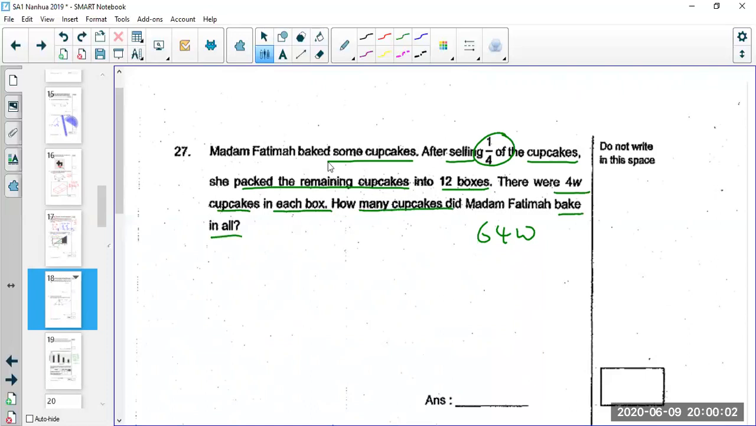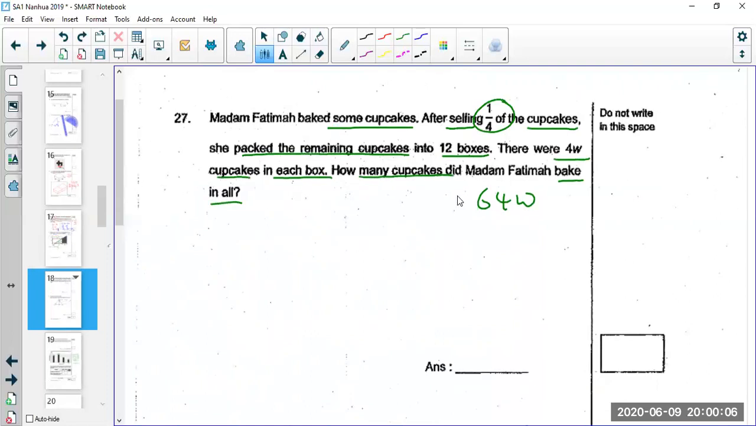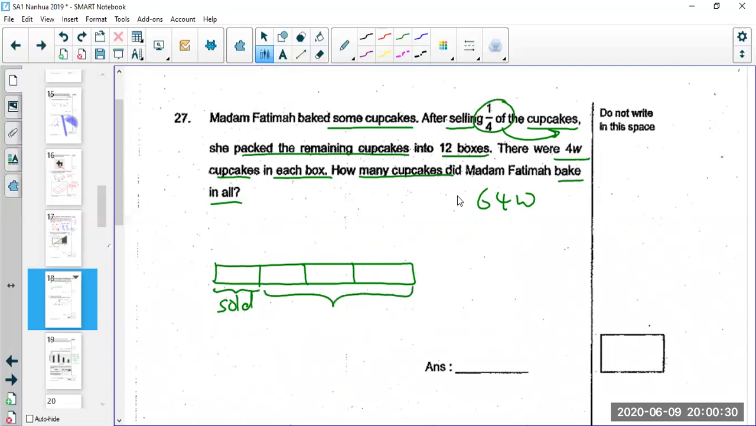Now, if you don't know how to do, always remember, can you draw model? First thing that comes to your mind is, can I draw model? Especially when you see a fraction. If you see a fraction, you can draw model. How do you draw the model? All the cupcakes has 4 boxes. So you draw a rectangle, cut into 1, 2, 3, 4, and she sold 1 box. And where is the remainder? The remainder cupcakes is here. Okay, that's the remainder, right?